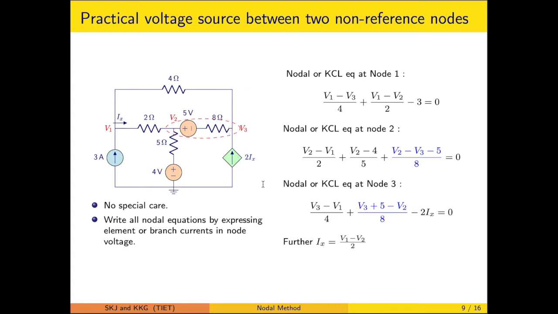Similarly, while you are writing the nodal equation for the third node, the current will be governed by the relation likewise, because ultimately V2 will be opposing the series combination of V3 and the 5 volt. So likewise you are able to write down the equation. These two equations are highlighted with a different color as well.